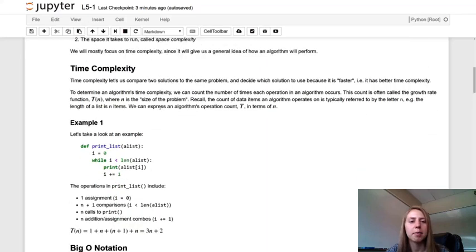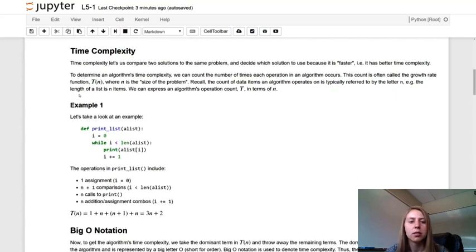So let's talk about time complexity. Time complexity lets us compare two solutions to the same problem and decide which solution to use because it is faster, meaning it has better time complexity. To determine an algorithm's complexity, we count the number of times each operation in an algorithm occurs. This count is called the growth rate function, often abbreviated to GRF, and represented using a notation such as T of n, where n is the size of the problem.